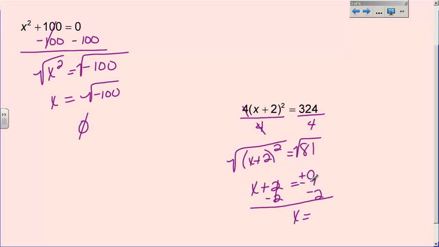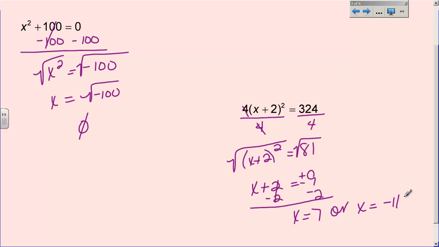I have to step back. Now we have two problems. I almost messed this up. I have to subtract 2 from both sides, but I have to subtract 2 from positive 9, and I have to subtract 2 from negative 9. So we'll do the positive 9 first. 9 minus 2 is just going to be 7. But if I do the other one, negative 9 minus 2 gives me negative 11. So my two solutions are 7 and negative 11.